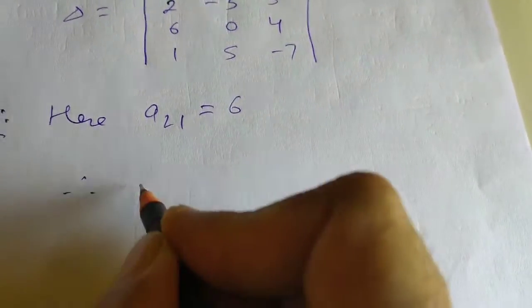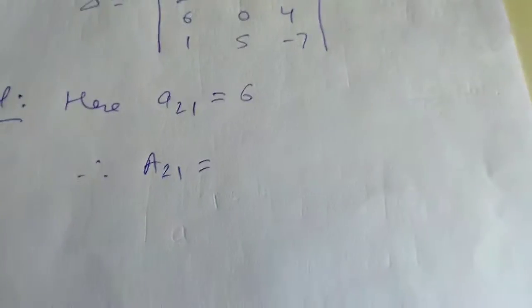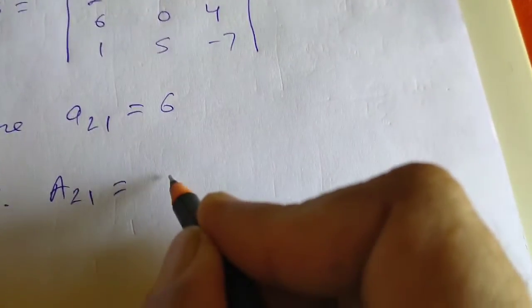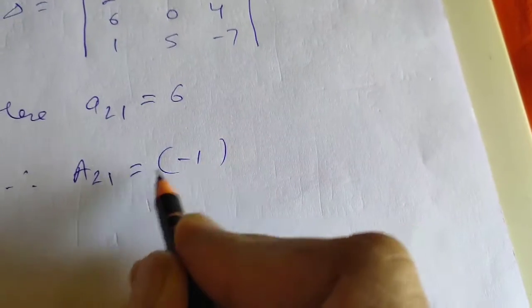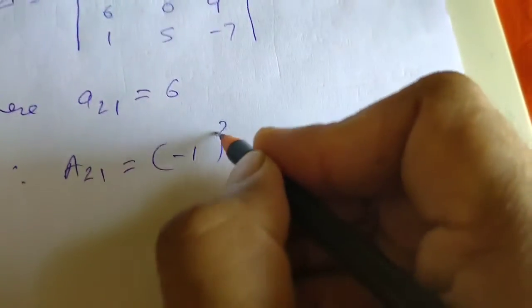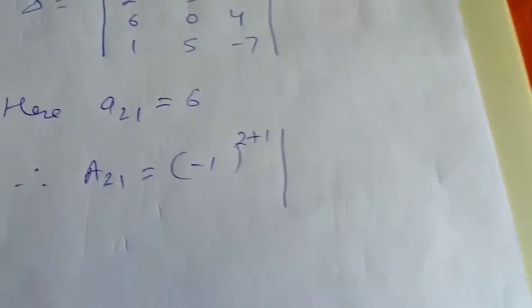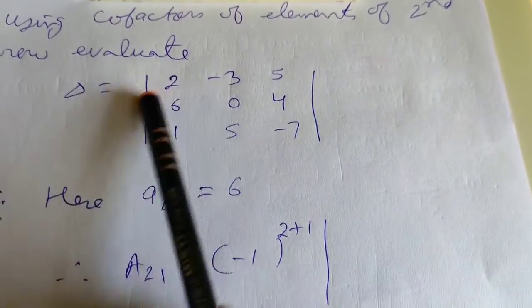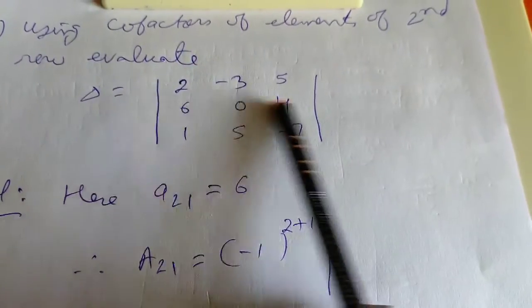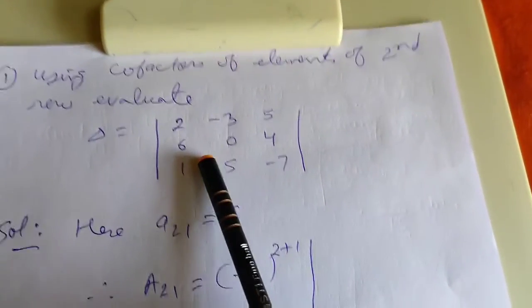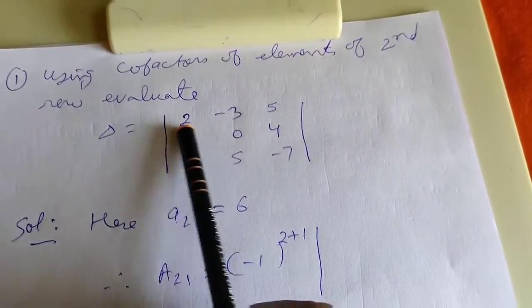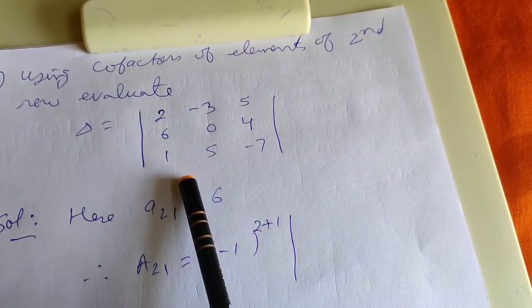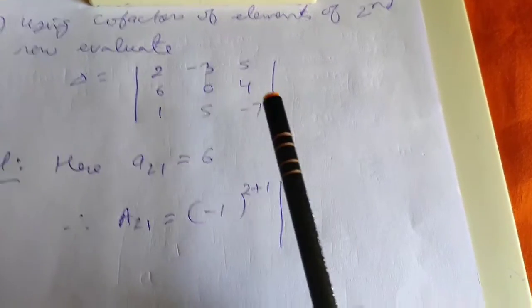Capital A21 denotes the cofactor of the element A21. So how can we obtain it? Minus 1 raised to the sum of 2 and 1, that is 2 plus 1, and then the determinant. What is the determinant? Cancel out all the elements of the row and the column in which the number 6 lies. Here 6 lies in row 2, so cancel out all the elements of row 2 and all the elements of column 1. Remaining whatever elements are there, you make a determinant of that.